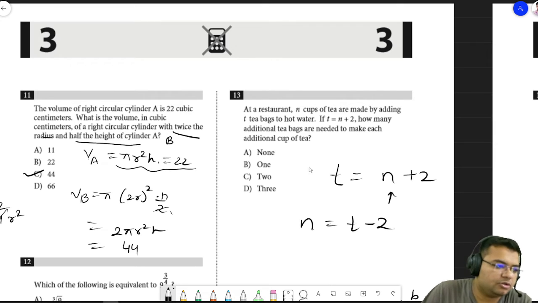Fine. Now we are able to see that the slope of t, or slope of this equation, will be 1. That means that for each cup of tea, 1 tea bag will be required. That is option B.